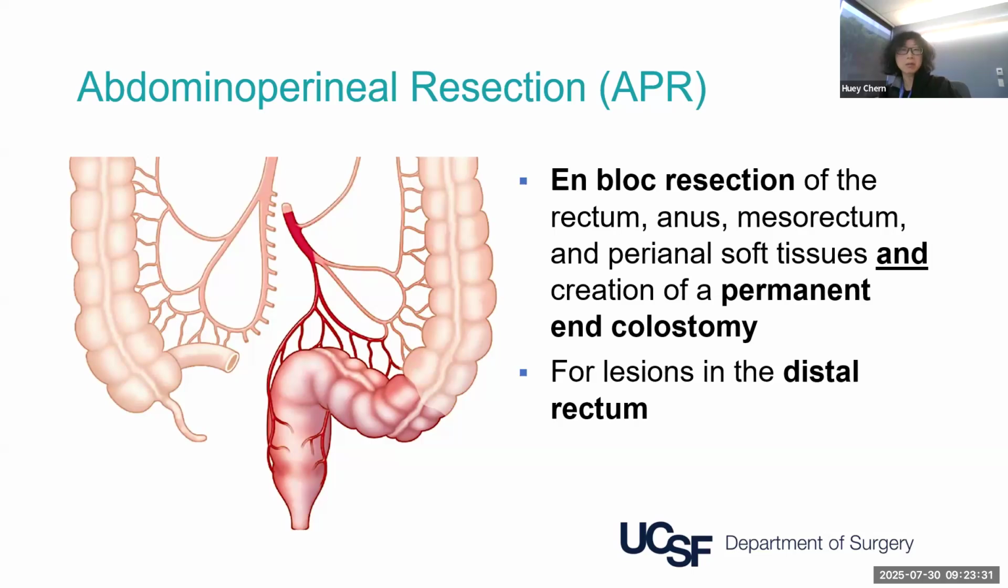The abdominoperineal resection would mean that the anus is removed. So that's the perineal part. So you're removing the anus. That's usually for patients with distal rectal cancer where we are not able to preserve the sphincter muscle. So it would be taking out usually the sigmoid colon, the rectum, and the anus, and forming a permanent end colostomy.